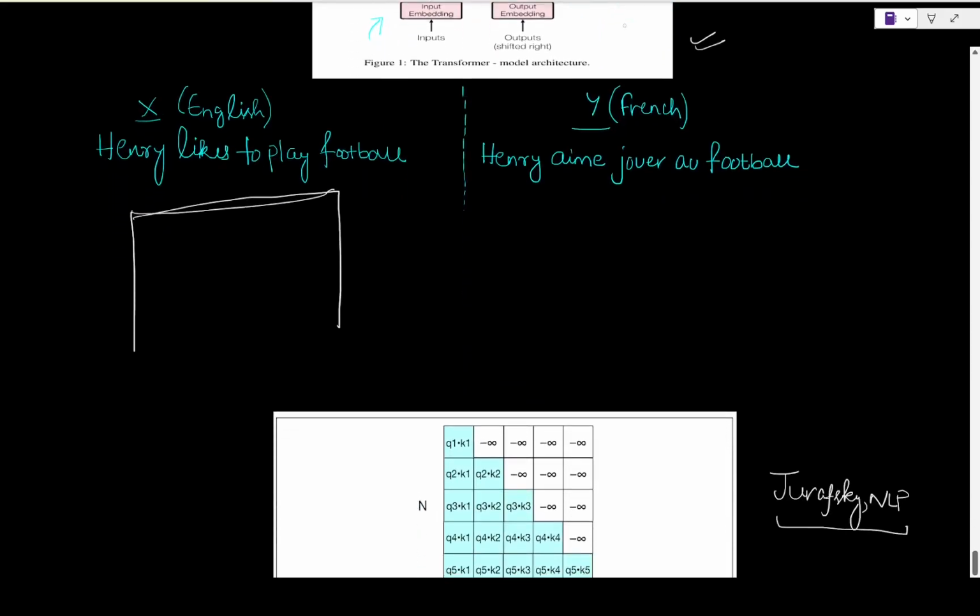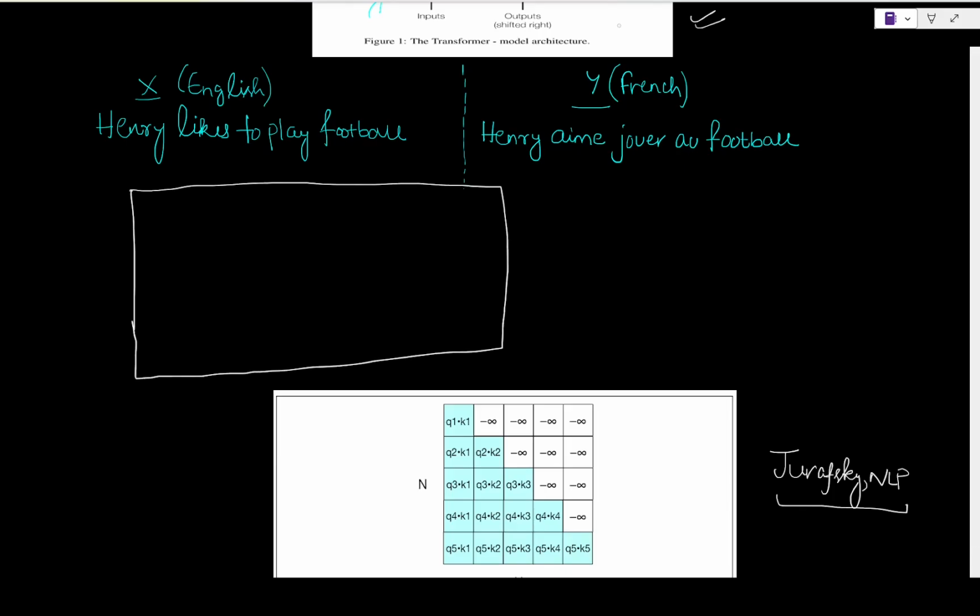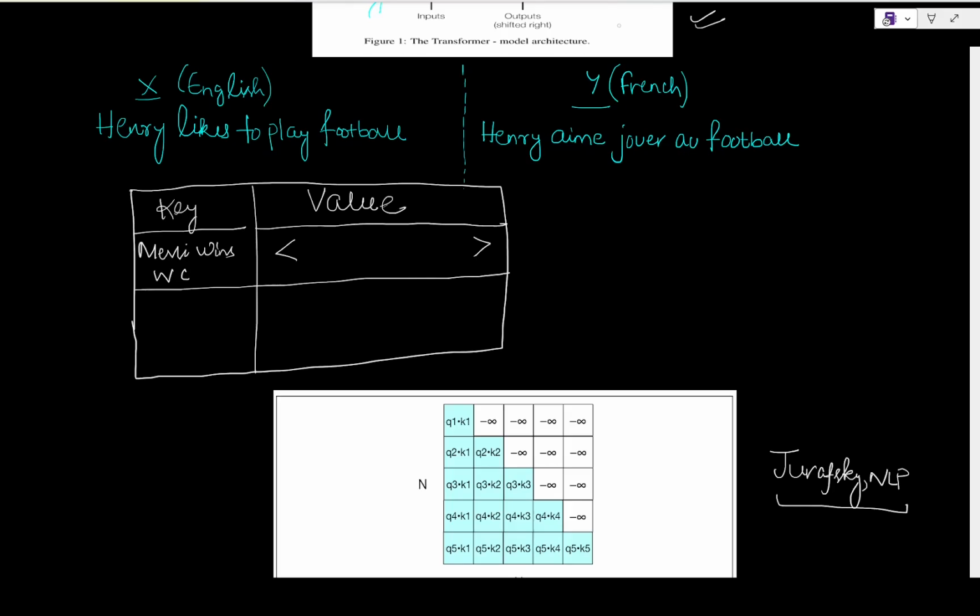Coming back to the topic, let's just imagine that we have a huge table over here. It's a standard table which has some keys and some associated values. This is key, this is value. Let's say this is regarding some sports articles, wherein the key is the topic of the article and the value is the entire article. So let's say there are some keys like Messi wins World Cup. This is the title, and then you have the entire text followed by it.